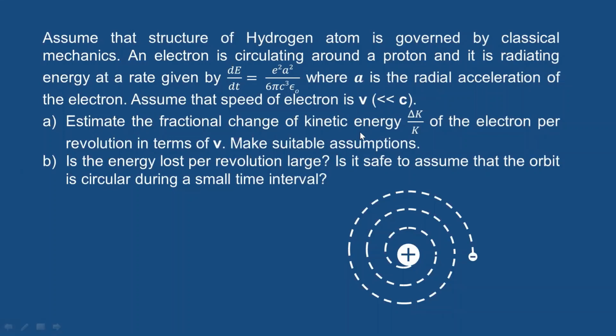All right, now let's dive into the problem. What was the problem given? The problem given is that you're supposed to calculate the fractional change of kinetic energy. All right, now okay, so we just established that E is equal to minus K. All right, minus K. So that basically implies that you're supposed to calculate delta K over K.